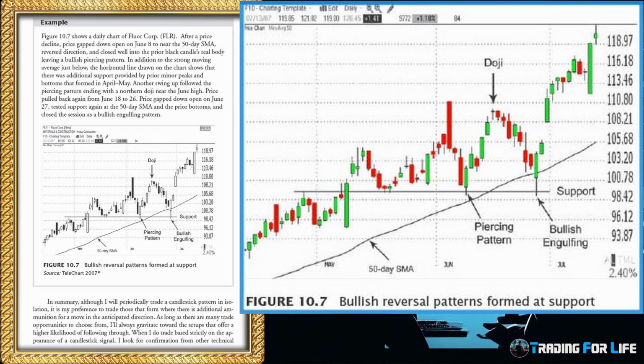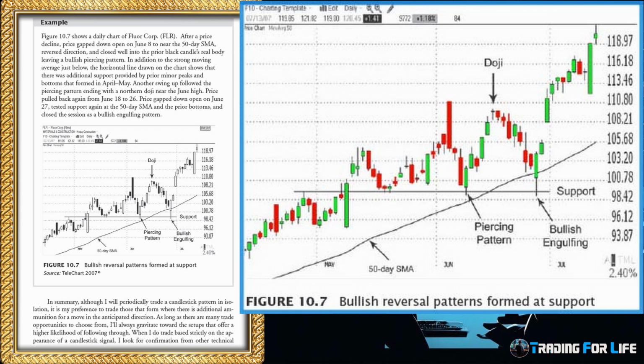Another swing up followed the piercing pattern, ending with a northern doji near the June high. Price pulled back again from June 18th to 26th. Price gapped down open on June 27th, tested support again at the 50-day SMA and the prior bottoms, and closed the session as a bullish engulfing pattern.